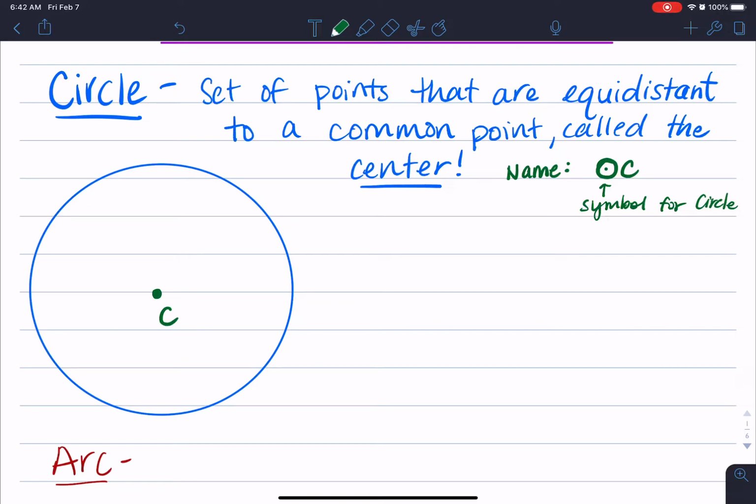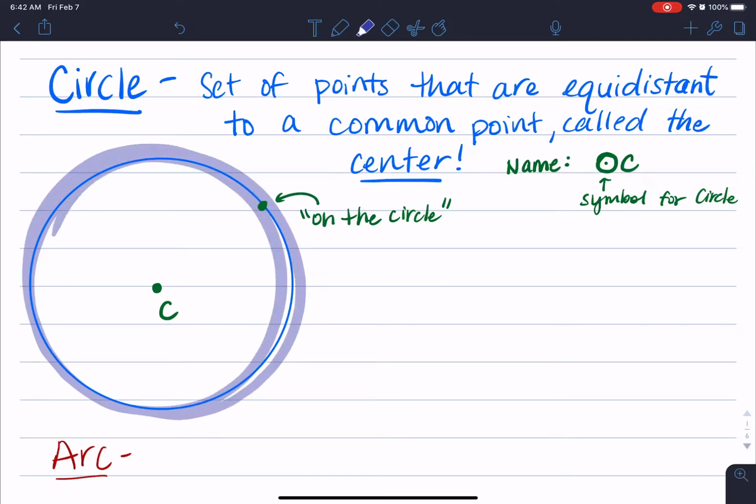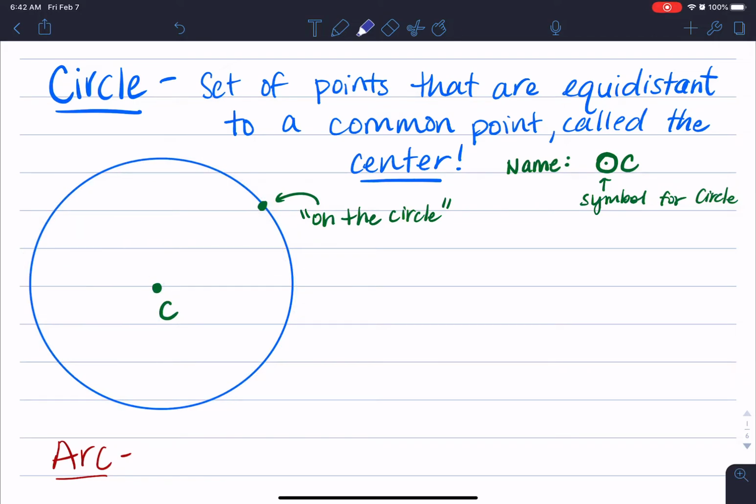Now, some other things you need to know. When I say this phrase, on the circle, because you're going to hear that in a little bit, on the circle is referring to a point like right here, for example. This point right here is inside the circle, and the center is inside the circle. So the circle itself is really just this part here, that outer curved portion. That's the circle, not really what's inside.